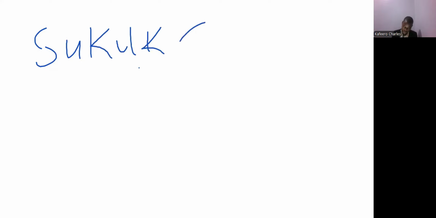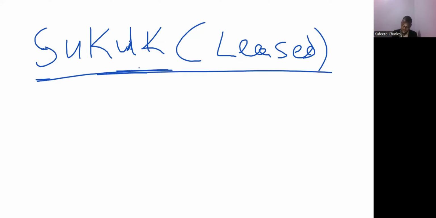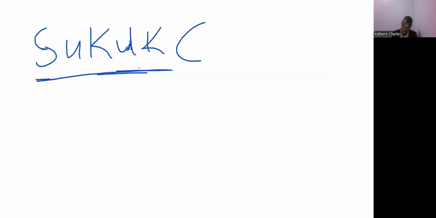Let's look at the third one, which is sukuk. We said sukuk is a lease arrangement. Sorry, sukuk we said is a bond. The lease is the other one called ijara. This one is a bond. Sorry about that.